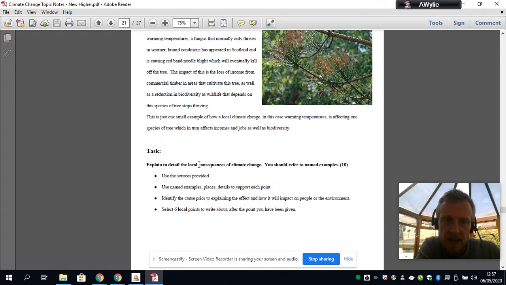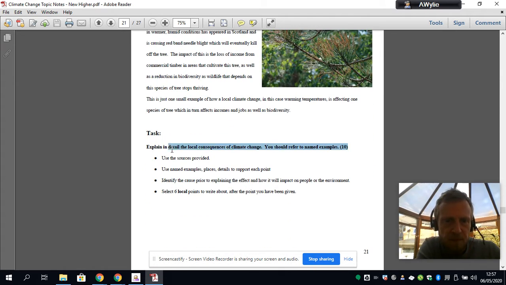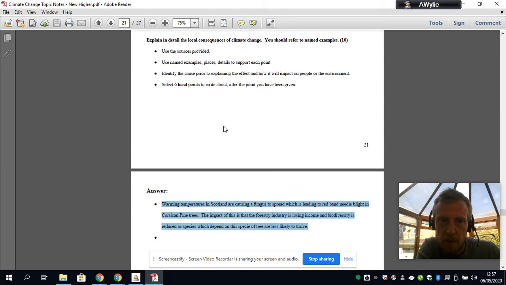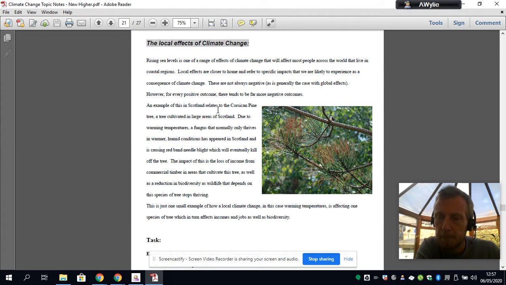What you've then got to do is answer this exam question, which is worth 10 marks. You need to use some sources, which I will show you in a second. And you must try to refer to your specific named examples. And you're looking to write about at least 6 local points. The first one has been done for you, which you can see here, which gives you an idea about how you should approach writing up the local effects of climate change. The level you would be looking to write to get 1 or 2 marks. And this particular piece of information comes from the case study that we're giving you up here.